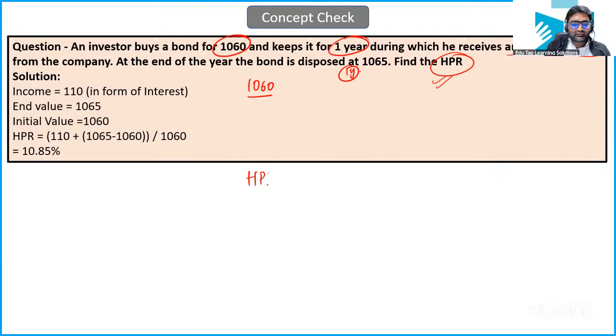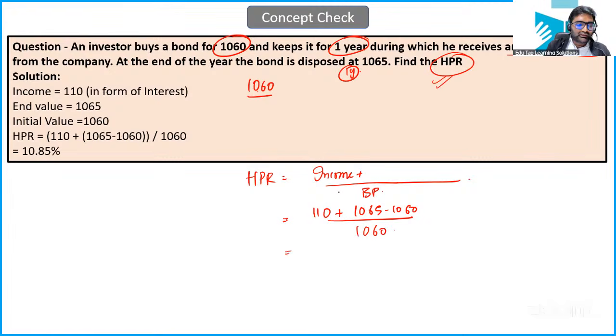So holding period return is nothing but whatever income you are getting plus the difference in buying and selling price, all of it divided by whatever is the buying price, what you have spent. The income that you are getting is 110 plus subtract these two, 1065 minus 1060, all of it divided by what you have spent, 1060. So that will give you the holding period return. So it is around 10.85%.